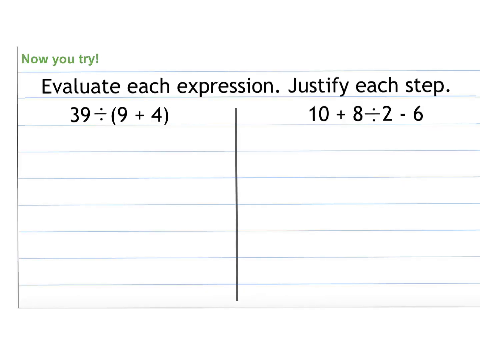You try these on your own. Pause, write it down, solve it all, and then come back and check. So 39 divided by (9 plus 4). So I do my parentheses first. So 39 divided by 13, then 39 divided by 13 is 3, and then I am done.